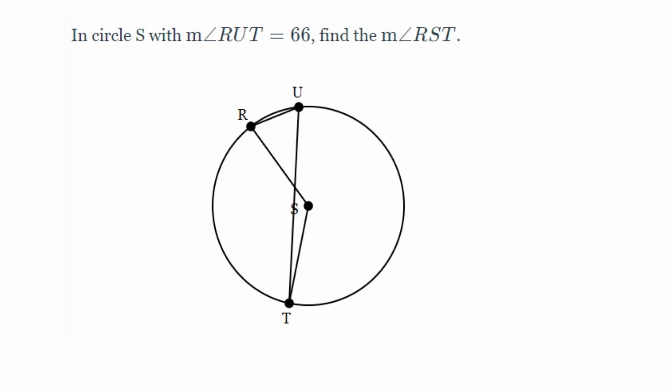Here's another example. My suggestion to you: get out a piece of paper, and mark and see where these are. A lot of times these are very confusing as to what we're looking for, but the first thing I want to do anytime I have these is to label what they are giving me. Well, they're telling me that from R to U to T is an angle that has a measurement of 66 degrees.